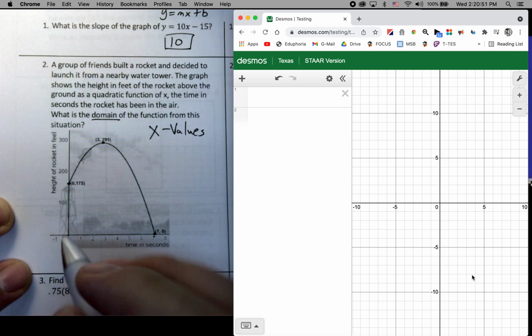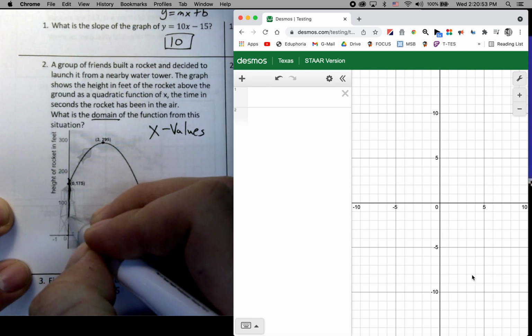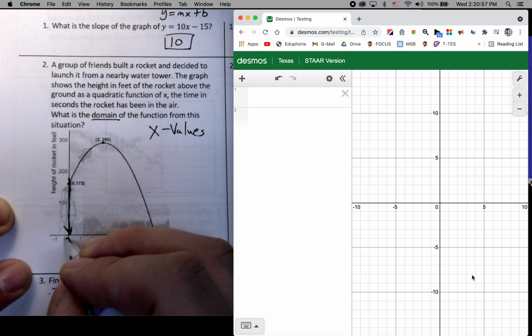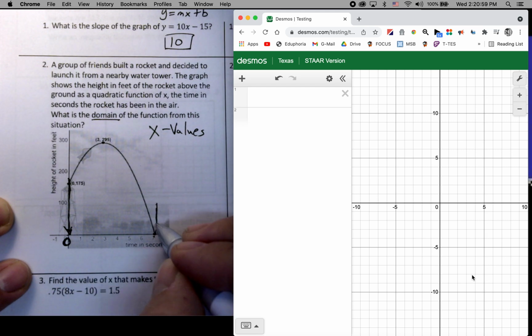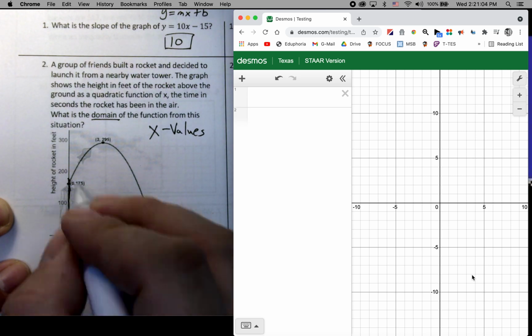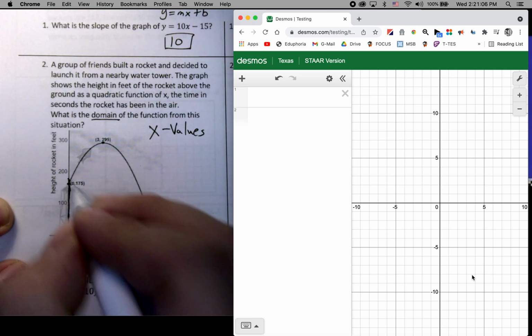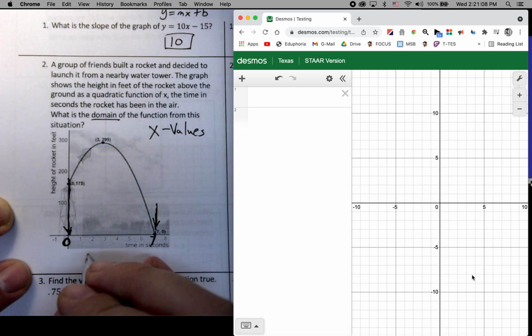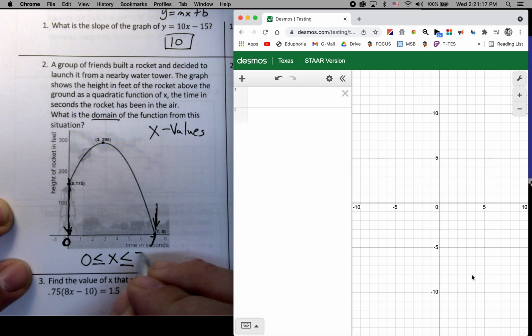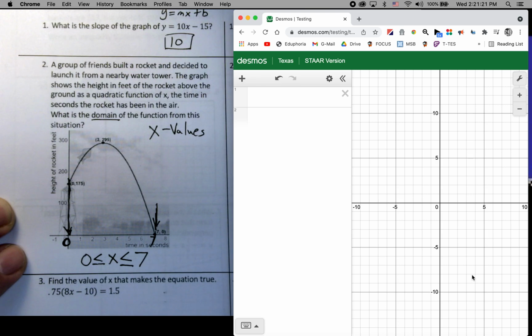So this is the farthest point to the left, and it points to this x value, and that happens to be 0. Here is the farthest point to the right, and that points to the x value of 7. And they're both solid dots, so that means they are included. So I can say 0 is less than or equal to all the x values, which are less than or equal to 7. There we go.